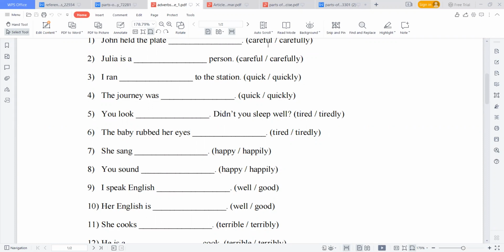Now if the sentence is John is dash, John is careful. So careful is an adjective that is describing John. But if the sentence is John held the plate, how he held the plate? Carefully. So the focus is on held. These are very easy sentences, so you can easily pick the word, whether ly will come or without ly. But before this, look at what kind of word will come, adjective or adverb.